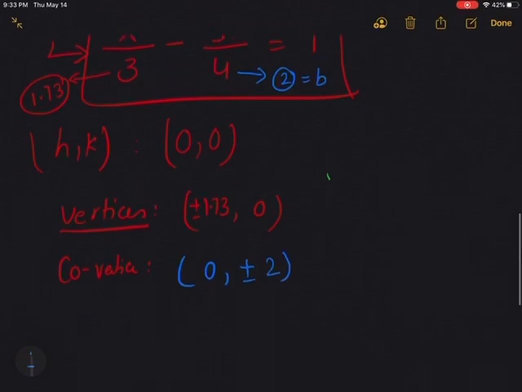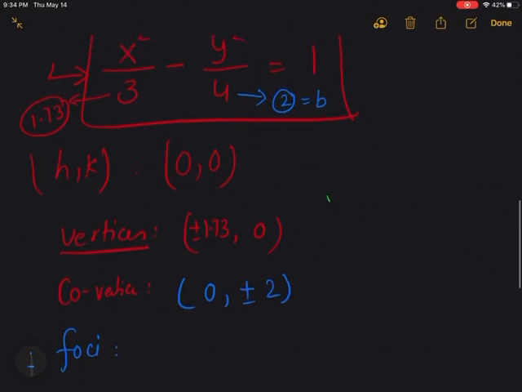And lastly, foci. So first thing, we have to find the foci number. a squared is 3. So c squared is equal to a squared plus b squared. So it's 3 plus 4. So c squared is equal to 7. c is equal to the square root of 7. So the square root of 7 is 2.65.